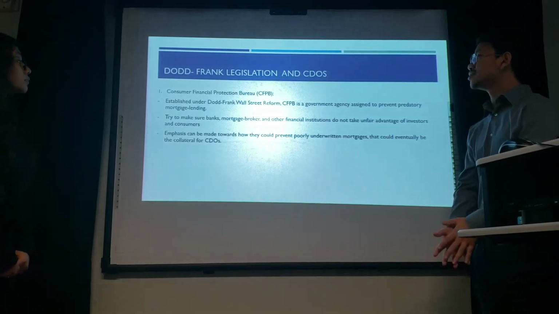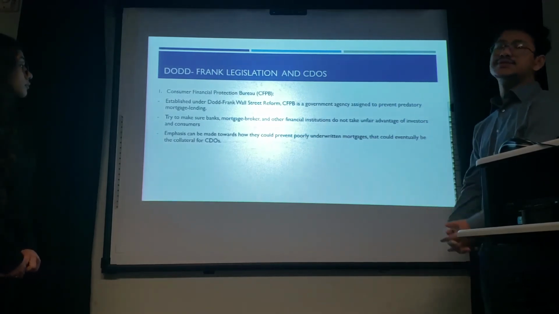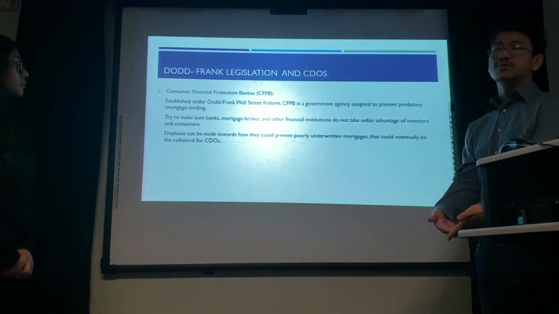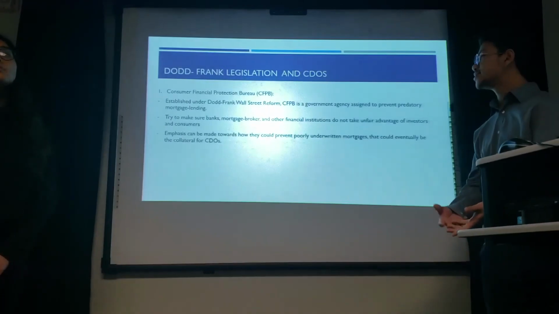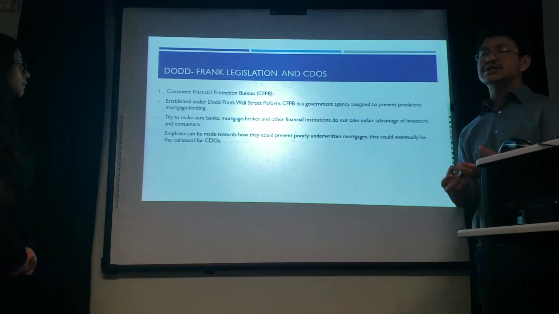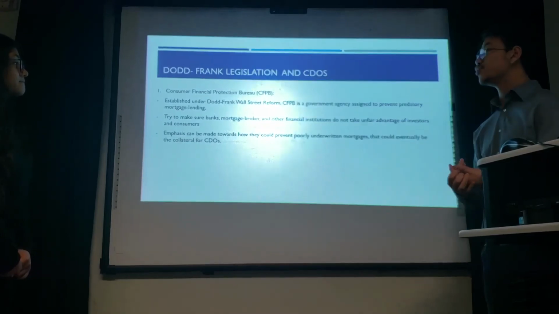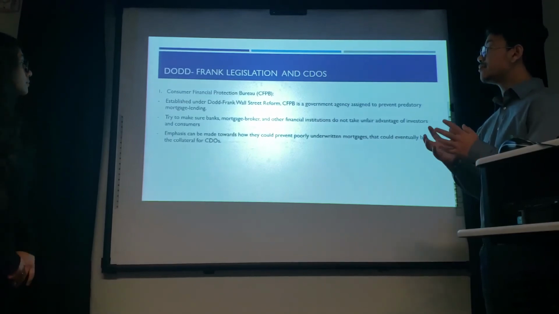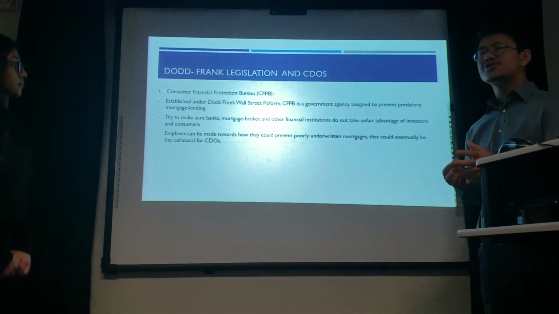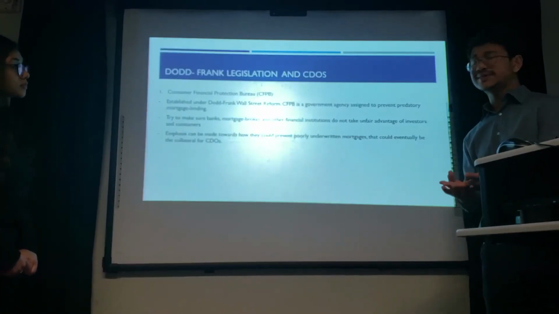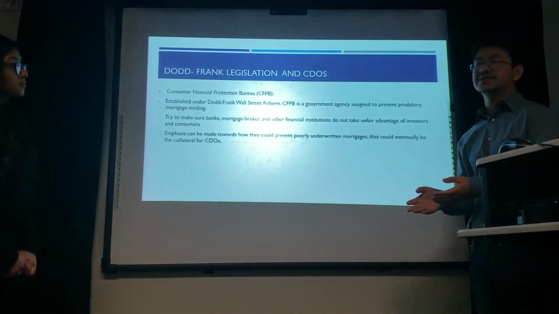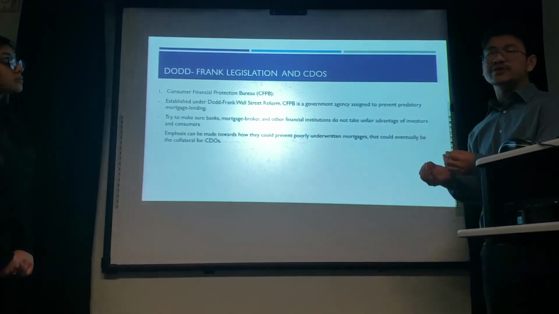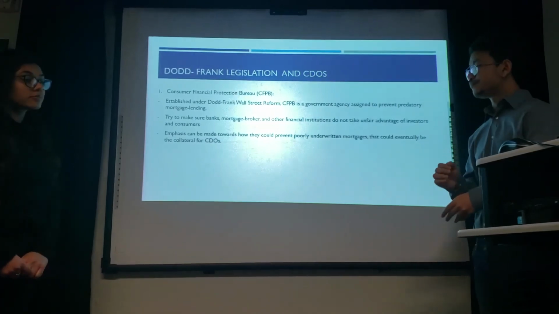The first component is the Consumer Financial Protection Bureau that was established under the Dodd-Frank Wall Street reform. It is a government agency that was assigned to prevent predatory mortgage lending. So basically, they try to make sure that banks, mortgage brokers, and other financial institutions do not take unfair advantage of the investors and consumers, and they try to enforce consumer protection laws upon them. So the emphasis here is that they can prevent poorly underwritten mortgages and any other loans that can eventually be used as collateral for CDOs, as like I said before, credit risk was one of the very fundamental risks involved with CDOs.